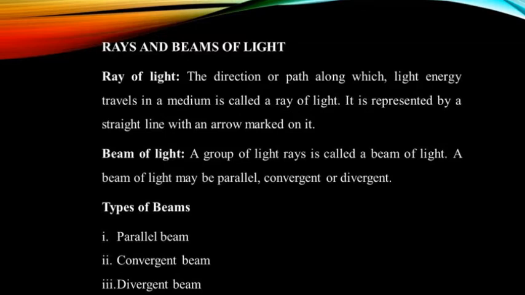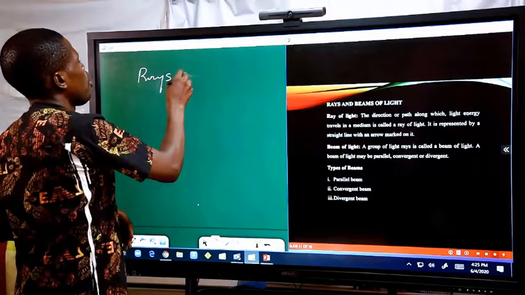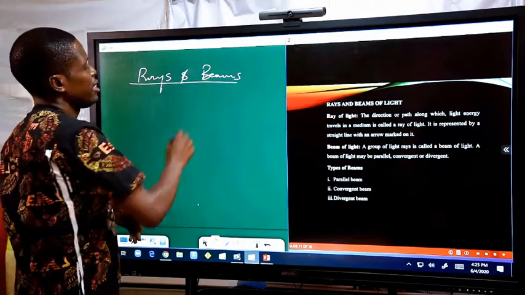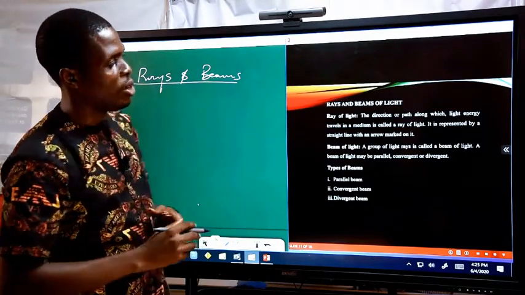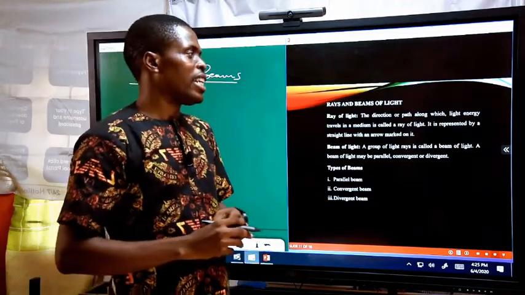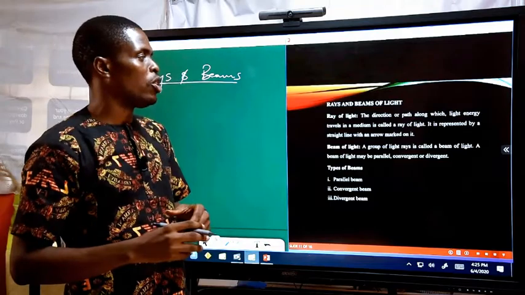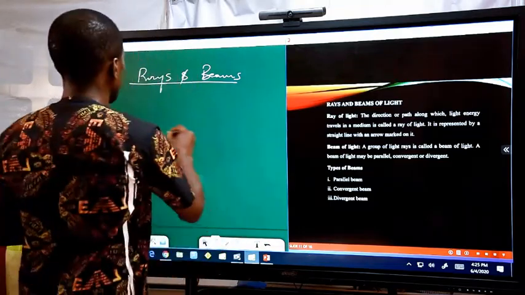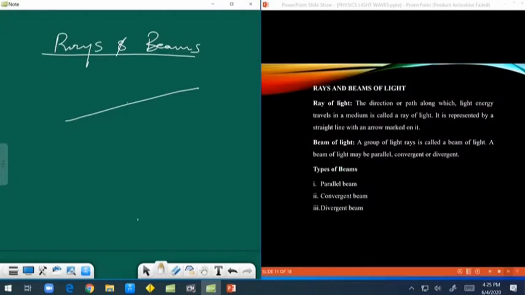Okay, we look at the terms rays and beam. What is a ray of light? The term ray of light is the path or the direction of light path. That is, when light energy travels in a medium, the path it creates is called the ray. A single ray of light can be represented as shown. Okay, this is a single ray of light.